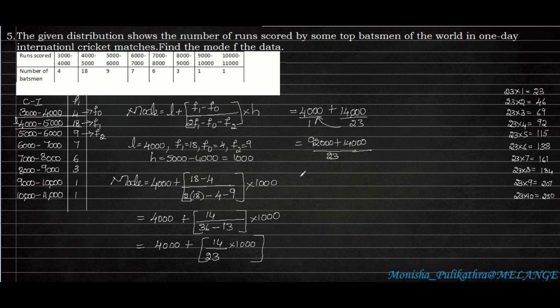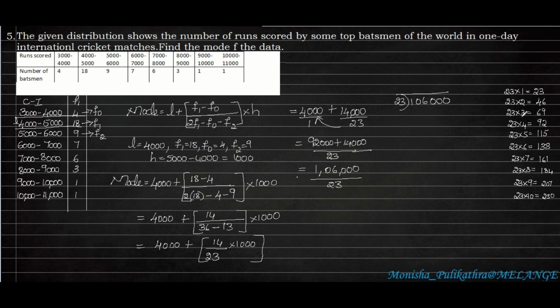So 92,000 plus 14,000 is 1,06,000. So 1,06,000 divided by 23. Now we have to divide this 1,06,000 by 23, so that's why I have written the 23 tables.